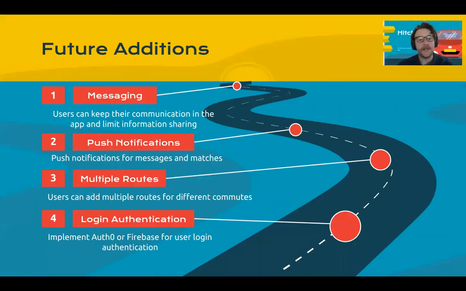Some future iterations that we would love to implement would be in-app messaging, maybe using WebSockets. We would also like to implement push notifications for a better user experience. So if a user was to get a pending request, maybe they would get a push notification on their phone. Also implementing multiple routes, so a user could add routes to their profile, and also using login authentication, either using Auth0 or Firebase.